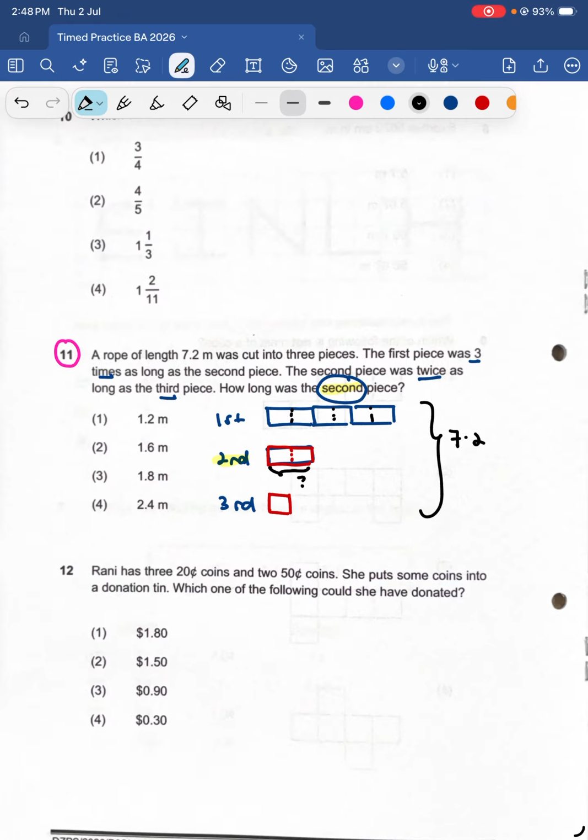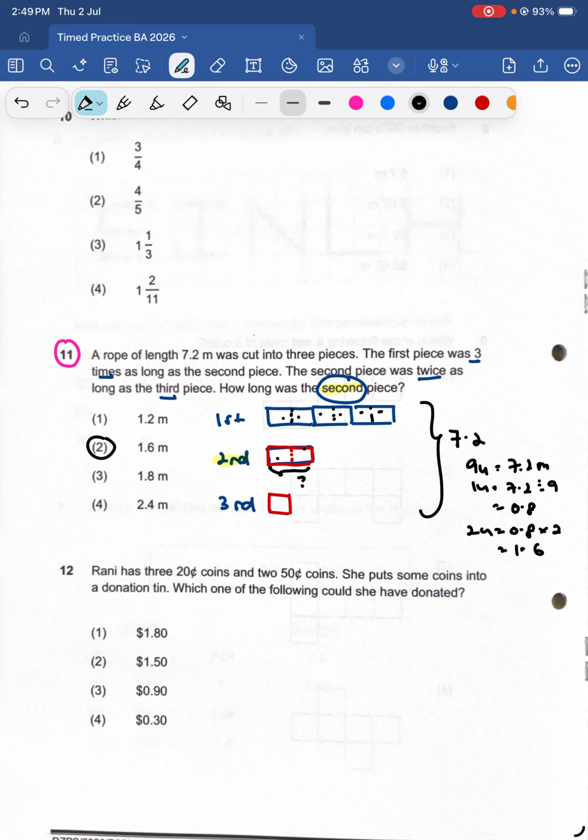Let's count. 1, 2, 3, 4, 5, 6, 7, 8, 9. 9 units is 7.2 meters. Let's find 1 unit by taking 7.2 divided by 9, which is 0.8. And let's find 2 units, 0.8 times 2, which is 1.6. So the answer is 2.